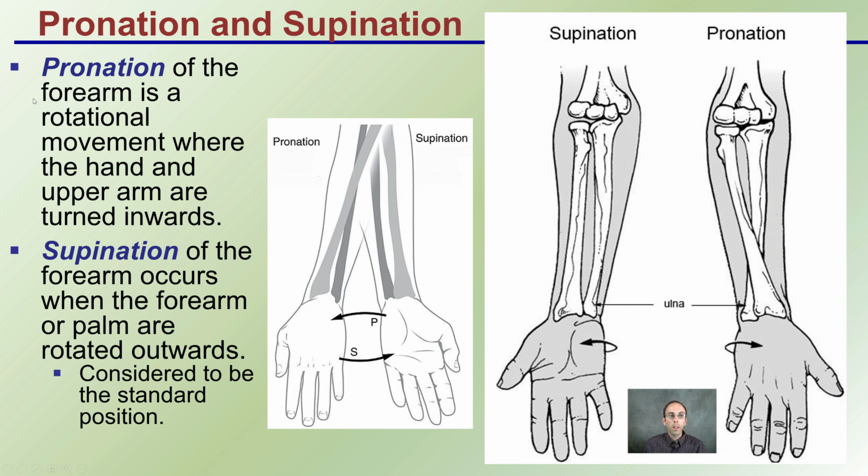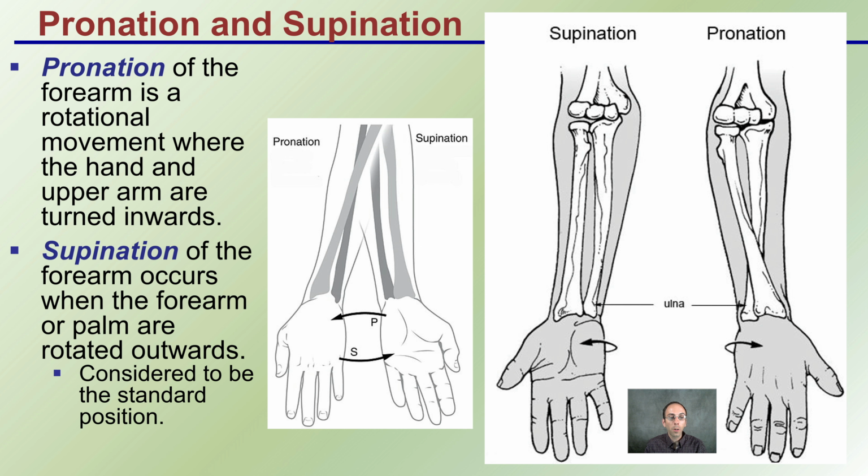Pronation in the forearm is the rotational movement where the hand and upper arm are turned inwards. So if we're looking here, if you hold your hand here, you can feel that a bone is moving, and that is basically the radius rolling over the ulna.